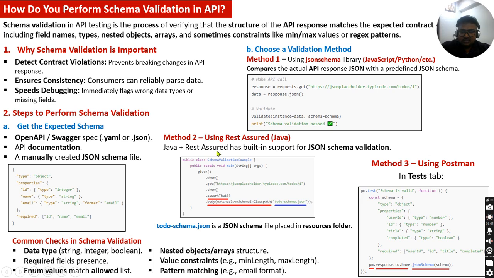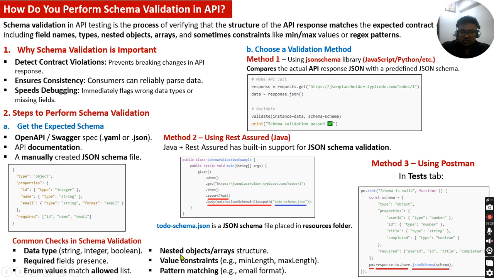So these are the things. Another thing you also need to make sure of is the common checks in schema validation. What are the common checks you perform in your validation? That is one of the things they will ask you. Data type: you need to identify if they are string, integer or boolean values. Then required fields: whether a required field is present or not in the schema. Then enum values, meaning if it is a drop down or a list, you also need to validate that part.